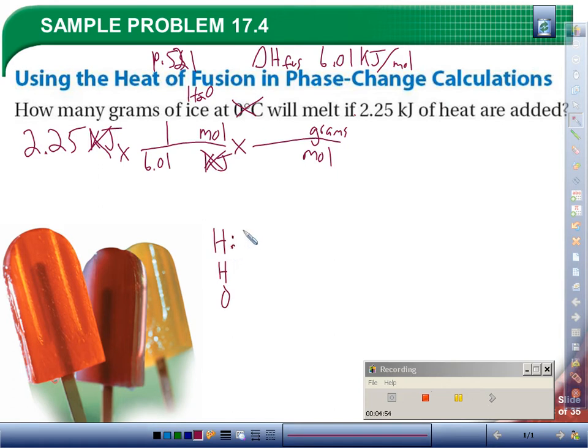So I go to my periodic table, I look up hydrogen. There's 2 of them. And I look up oxygen. And I add those together, and it's 18 grams per 1 mole. That's the molar mass. I'm going to cross off my like units. Now I'm done, because my question is asking for grams, and that's what I have. And so I would multiply and divide that out.